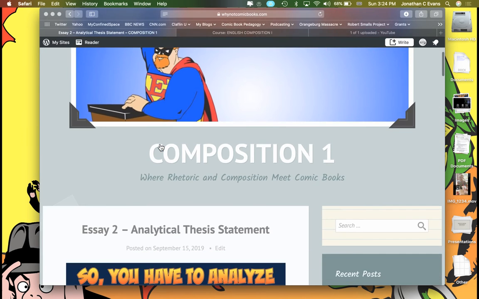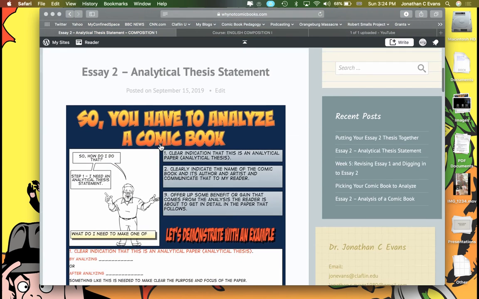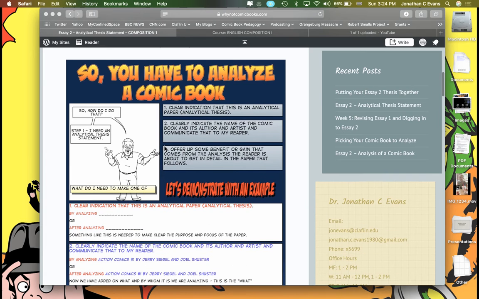Now, what we did in Essay 1 was very much centered around the idea that here is a hook, something for us to grab our reader's attention. All right. Now we're getting into an actual thesis statement. For an analytical thesis statement, this is probably going to be the most complicated version of a thesis statement you're going to do for me. But I have clearly tried to break it down into 3 parts.